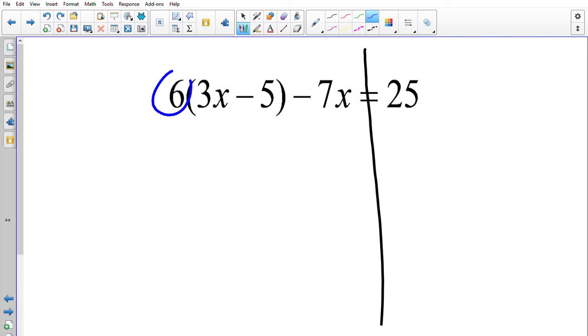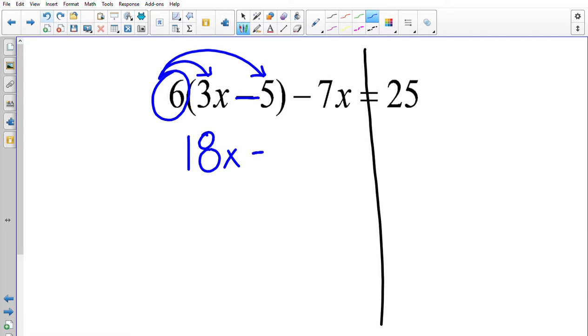This positive 6 over here only gets distributed into the parentheses. Remember that I once said that if someone walked in and distributed candy into the classroom, they don't distribute it out in the hall. So we are only taking the 6 and distributing that positive 6 into the parentheses. So 6 times 3x is 18x. A positive 6 times a negative 5. It's important that we recognize that this is negative. So a positive times a negative is a negative. 6 times 5 is 30.